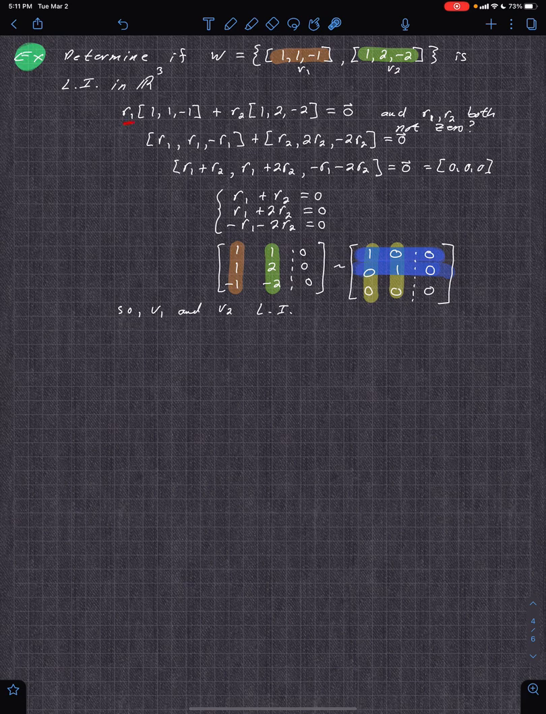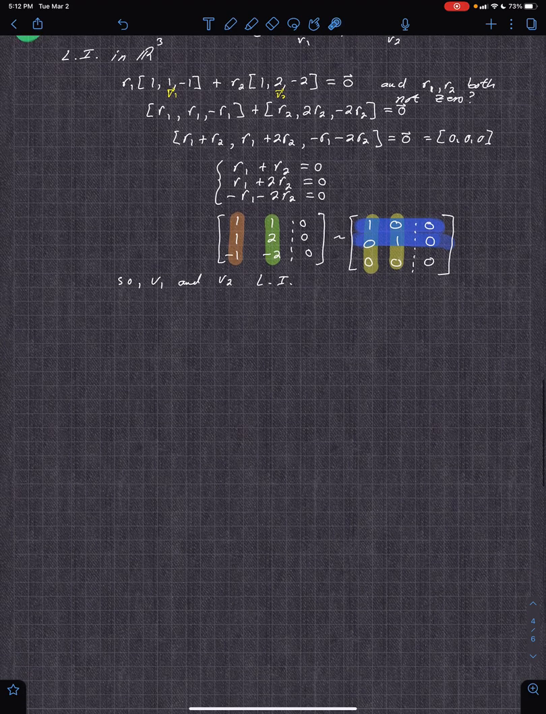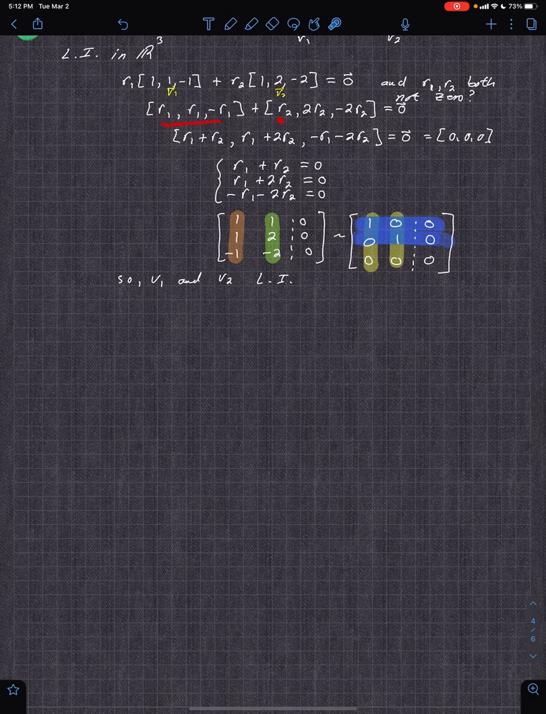So you have your vector, this is V1. Let's change the color on that. So you have V1 and V2. When you multiply this out, you get this for each component. Then when you add those two vectors, you're just adding the components. Here's your R1 plus R2, here's R1 plus 2R2, and you get these. Is this equal to 0, 0, 0? So you're setting each one of these components equal to 0, and you get that system.